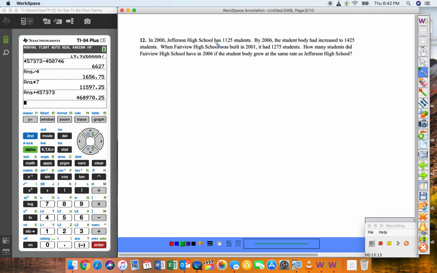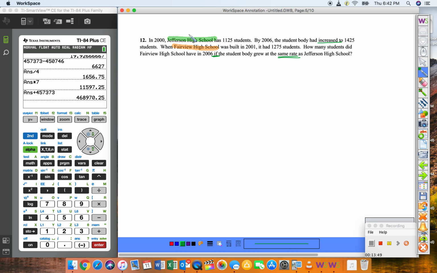In 2000, Jefferson High School has this many students. By '06, the student body has increased to this many students. So that slope went up. When Fairview High School, a totally different high school, so we got Fairview and we got Jefferson High School, two different high schools. When Fairview was built in '01, it had 1275. How many students did Fairview High School have in 2006 if the student body grew at the same rate as Jefferson High School?